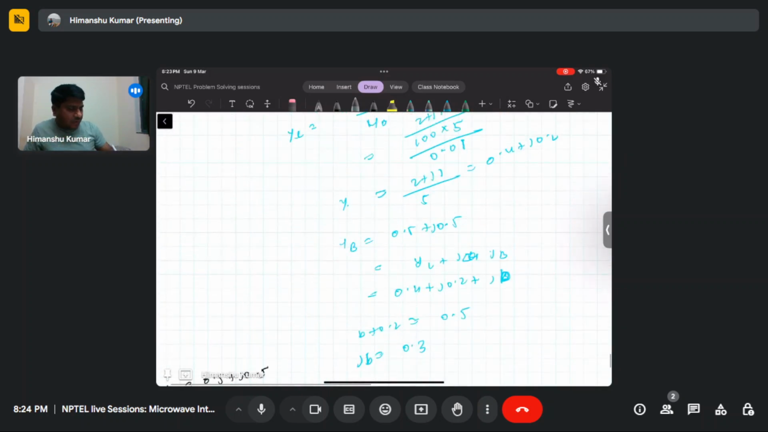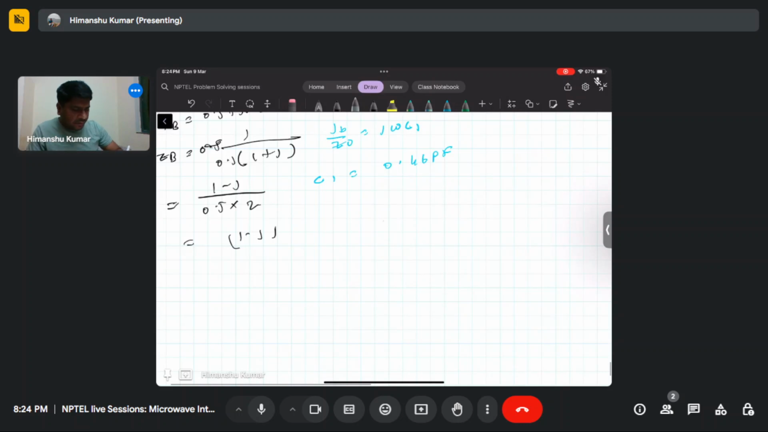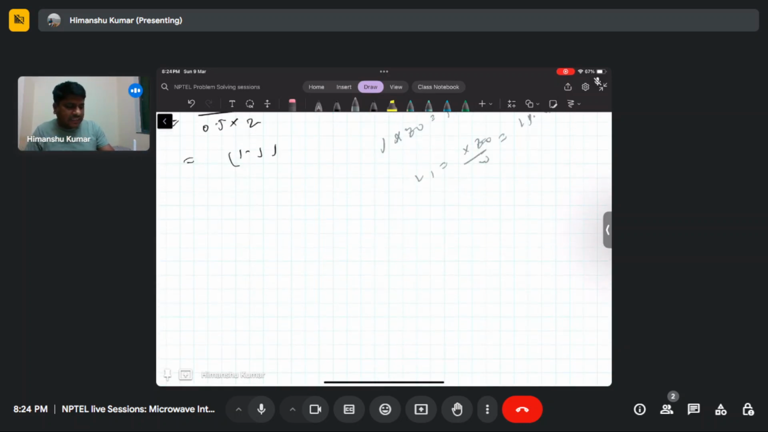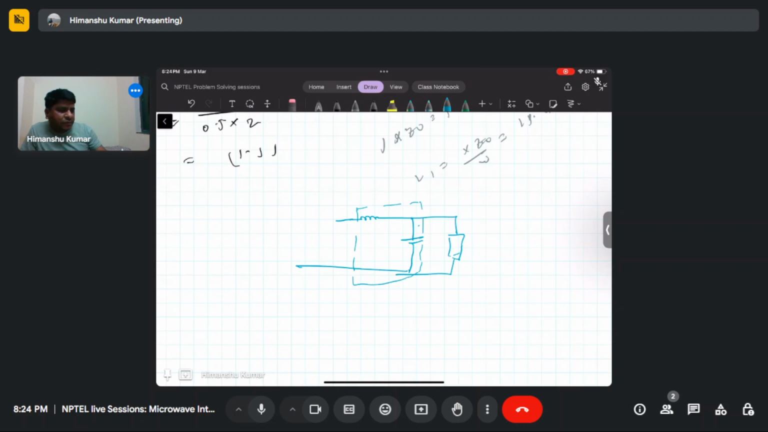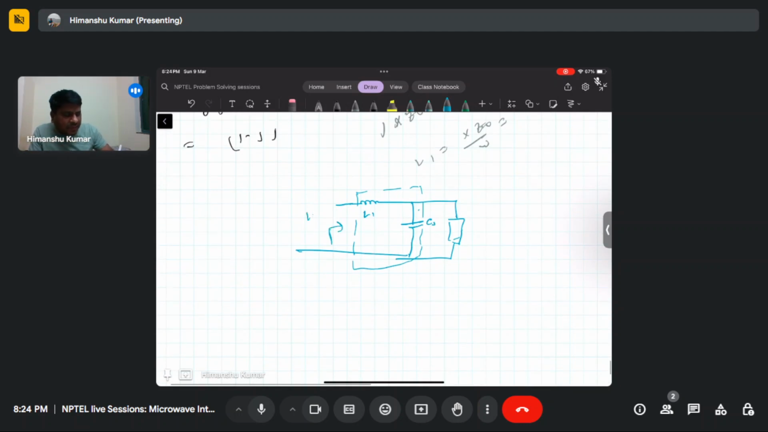Z equals 1.2, so this corresponds to j times x z naught equals j times omega L1. L1 you will find as x times z naught by omega, which equals around 19.4 nanohenry. So if you design this network, it will look like this: series inductance and shunt capacitance. So that will match this load, and this is L1, this is C1, so the input impedance will be 100 ohm.